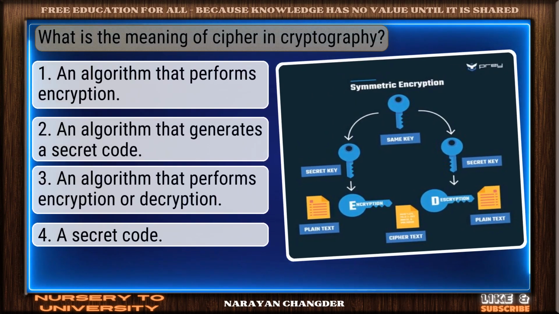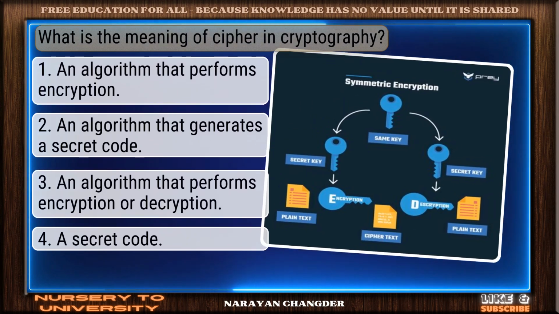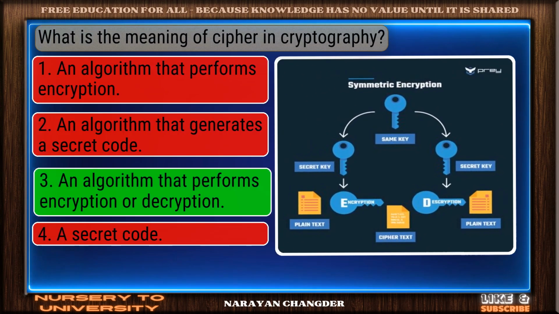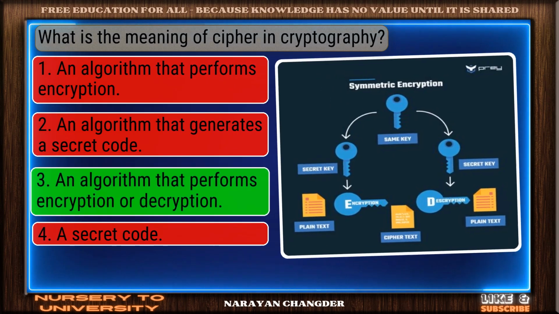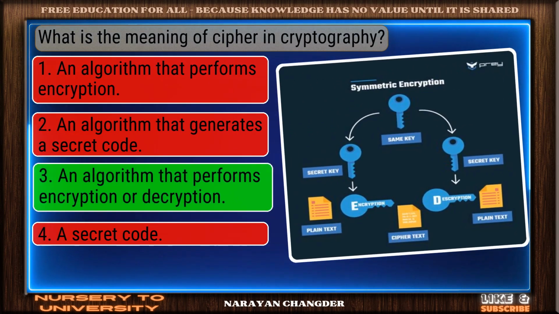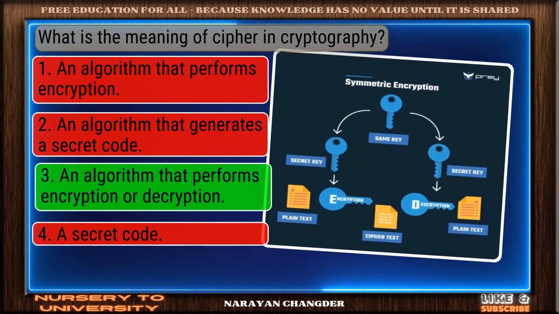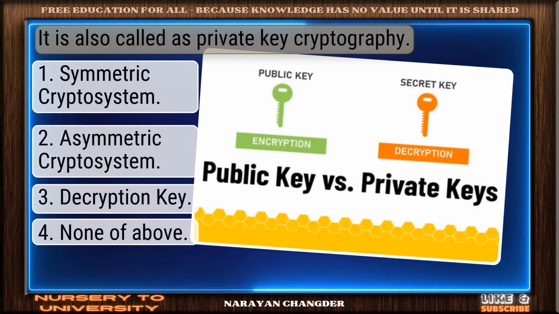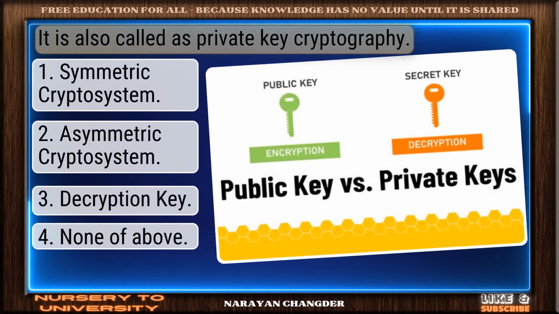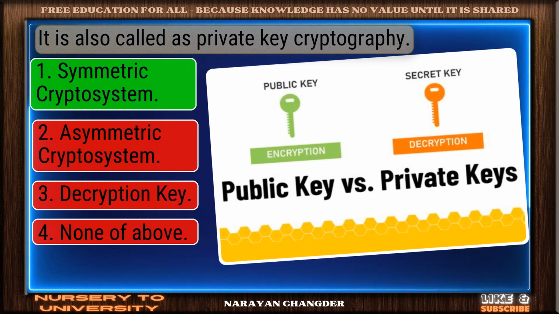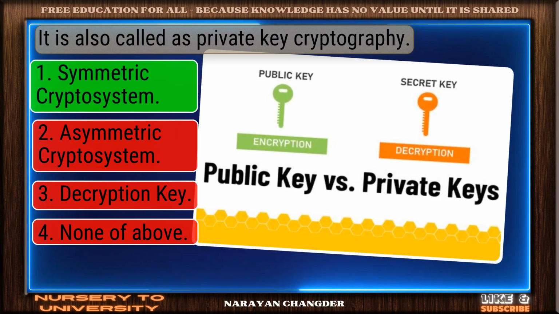Question number 52. What is the meaning of cipher in cryptography? Exactly. An algorithm that performs encryption or decryption makes sense, and it is the right choice. Question number 53. It is also called as private key cryptography. Valid point. Symmetric cryptosystem is true.